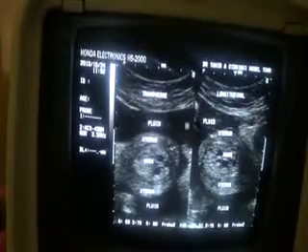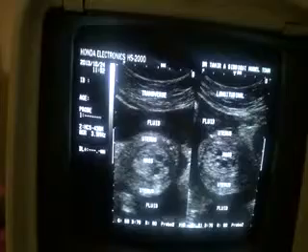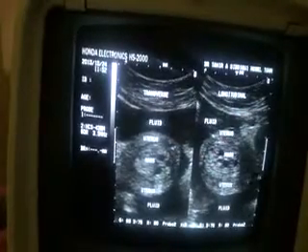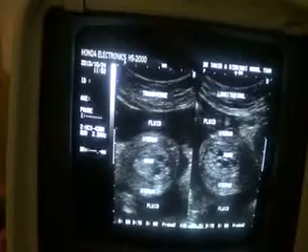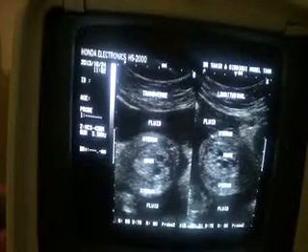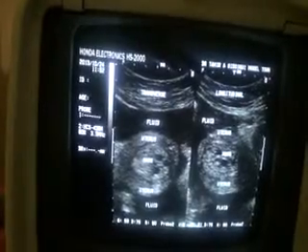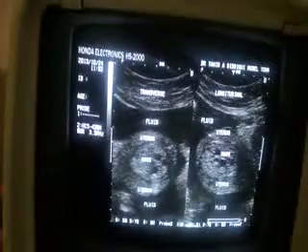The uterus is surrounded by fluid. This is the fluid, all of this is fluid. This is the longitudinal section, and here you see this is all fluid. This is the urinary bladder. Now I'm going to show you in real time.